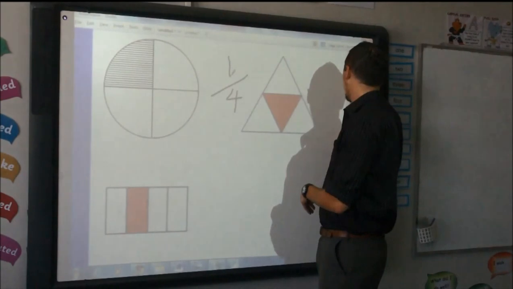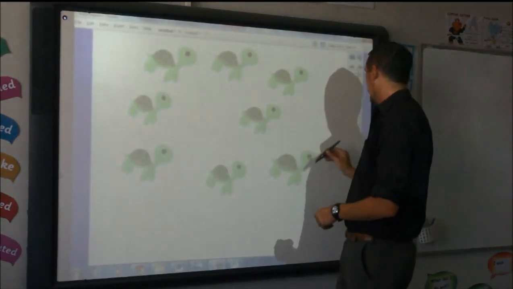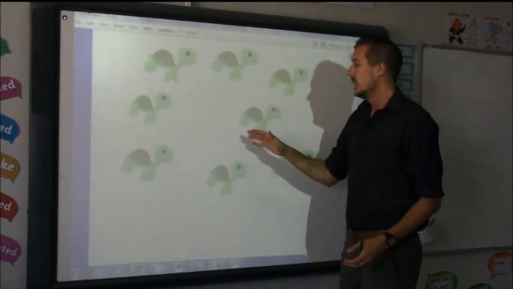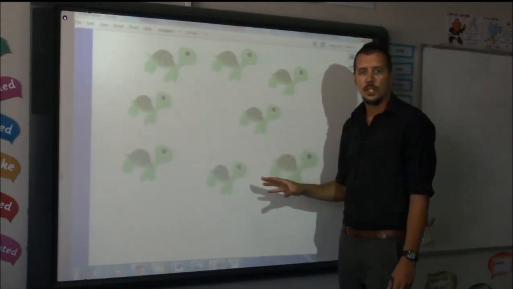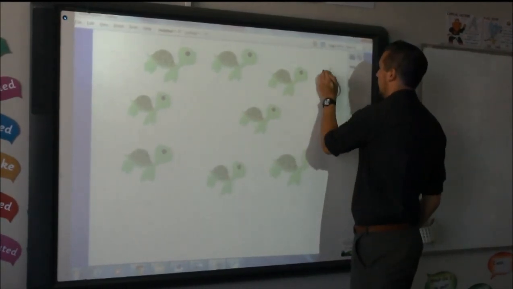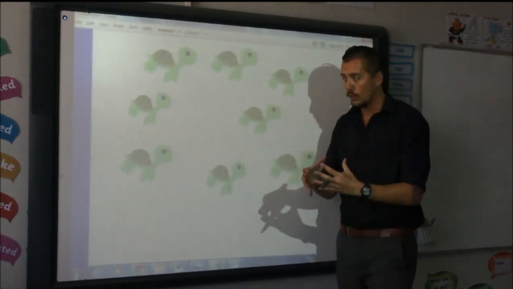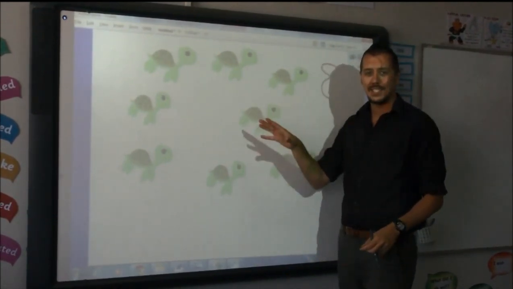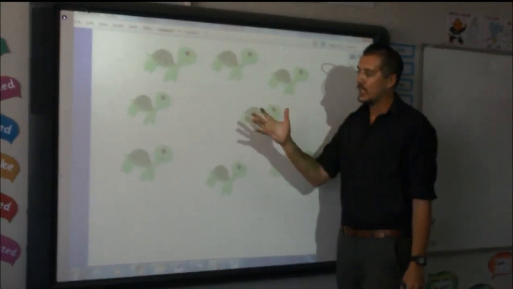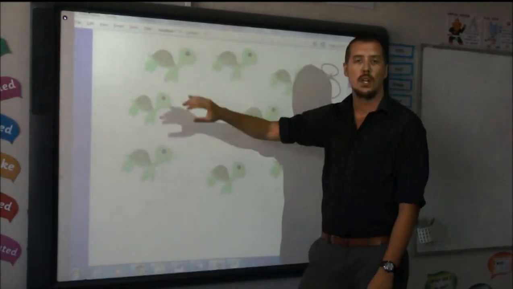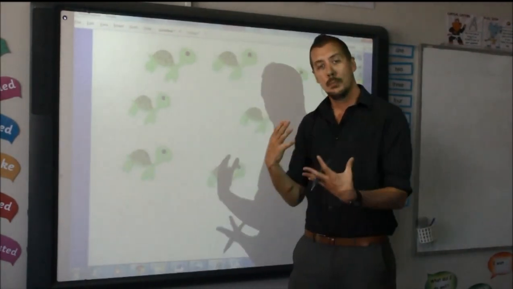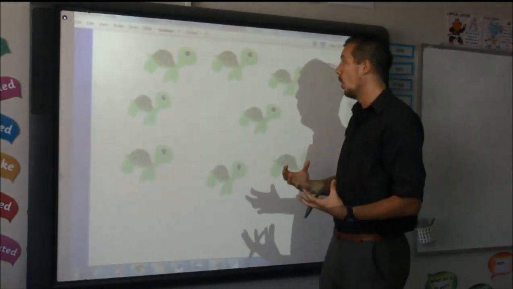Now when it comes to objects and numbers, it can become a little bit more problematic. As you can see on my board, I've got 8 turtles. So we know our total amount is 8. As a group, as a whole, we have 8. Objects can be difficult because they're movable, and the children can say, well, there's 1 turtle, 2 turtles, so we need to refer to them as a group, as a whole.